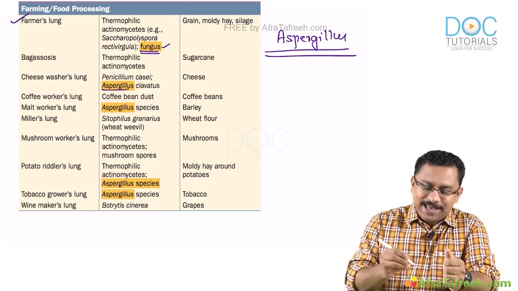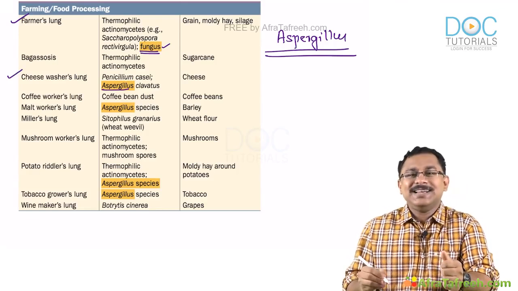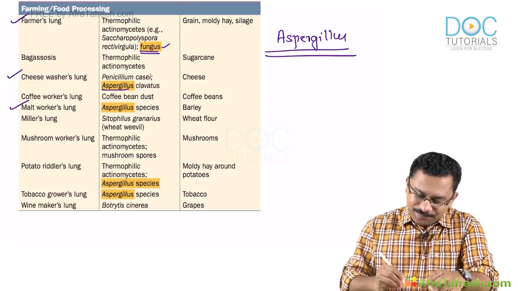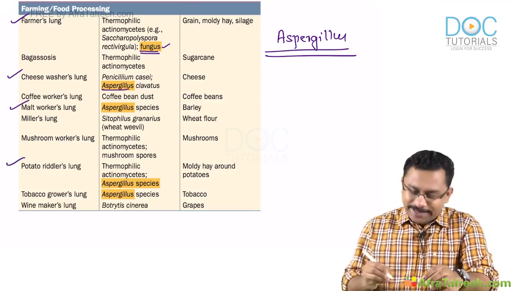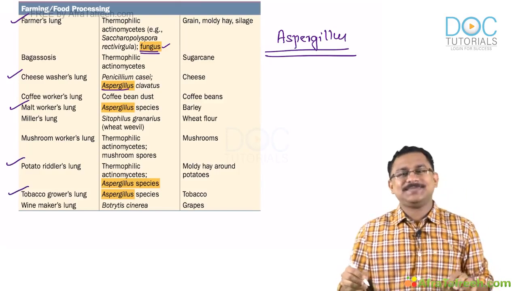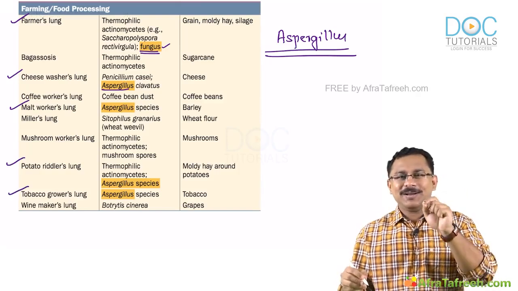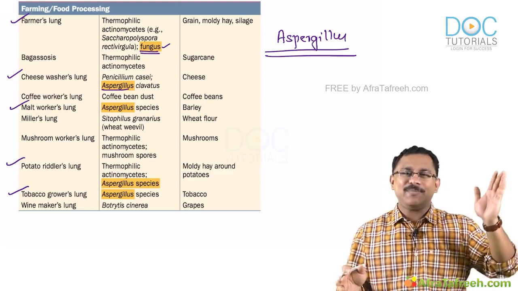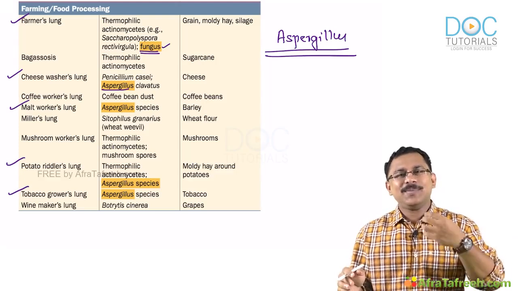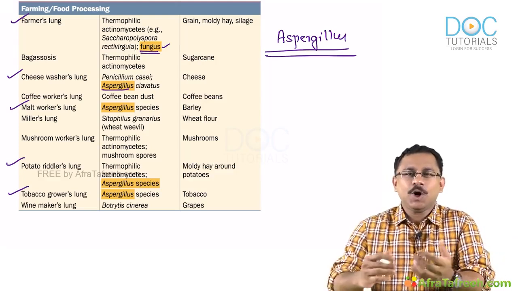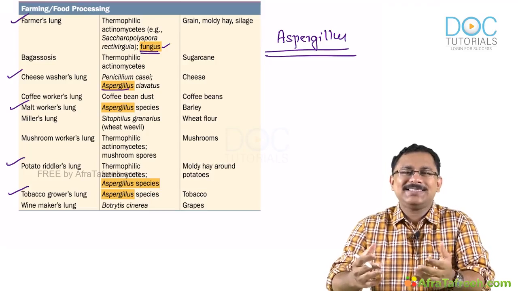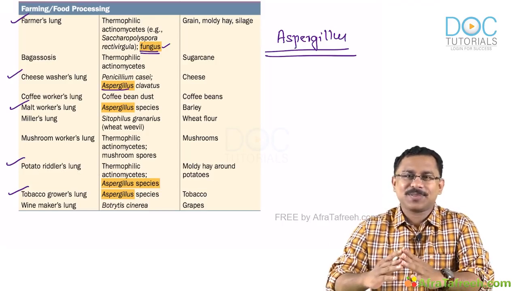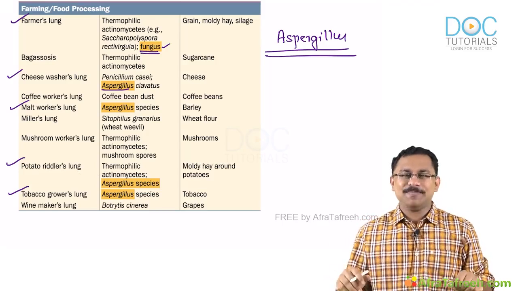And Aspergillus clavatus exposure also can cause cheese washer's lung and also malt worker's lung, even potato riddler's lung and tobacco grower's lung. Very important. So it might be clear to you now that a particular disease, say for example farmer's lung, can occur because of exposure to not just thermophilic actinomyces, it can also occur because of exposure to Aspergillus. Okay, very clear. So that also is important.